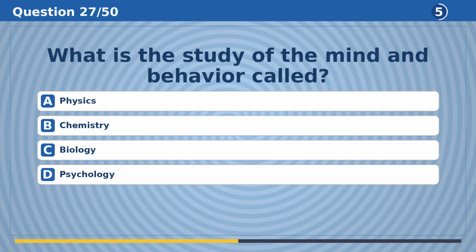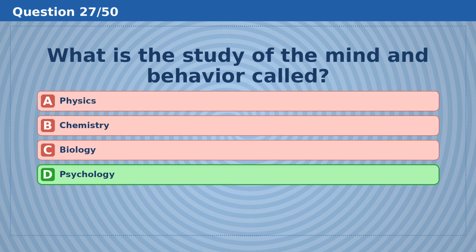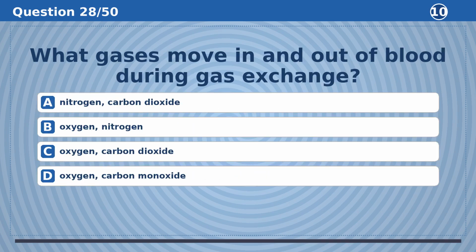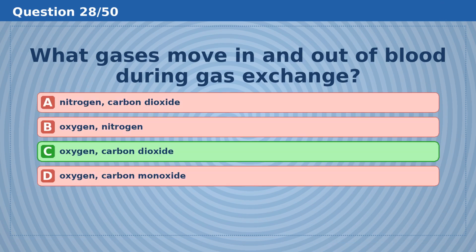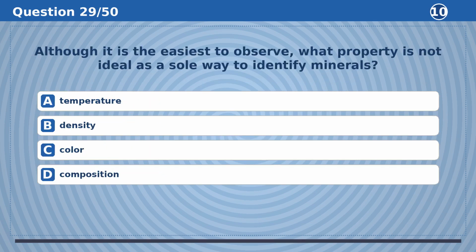What is the study of the mind and behavior called? The answer is D. Psychology. What gases move in and out of blood during gas exchange? The answer is C. Oxygen, carbon dioxide.